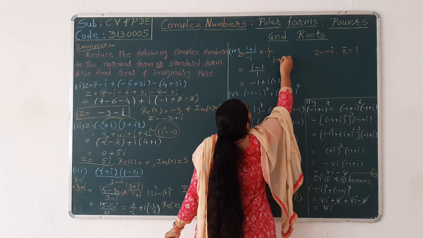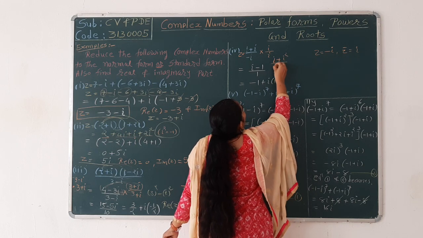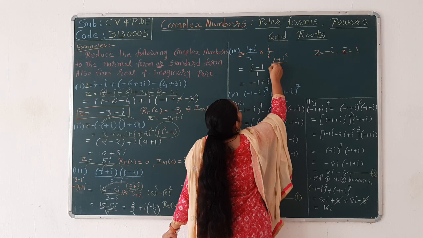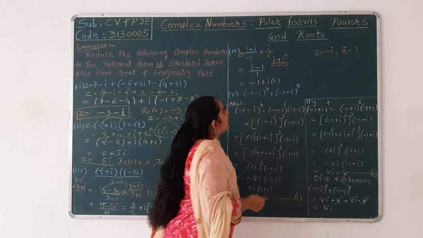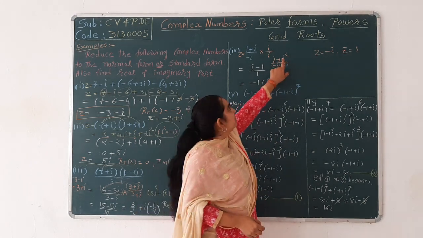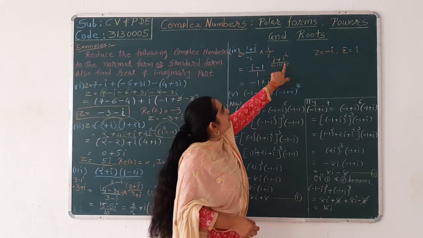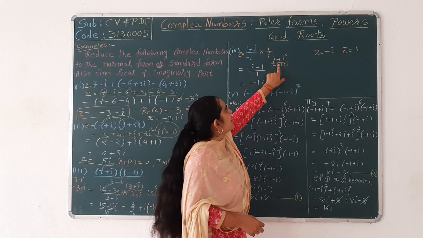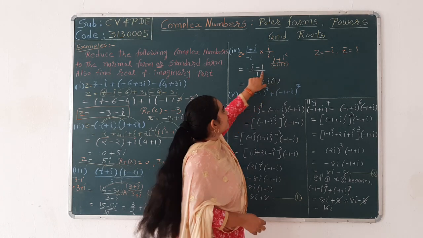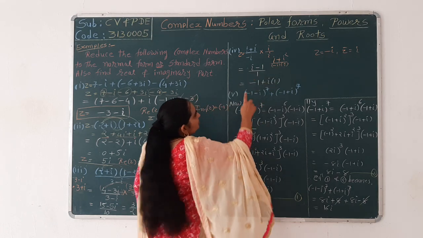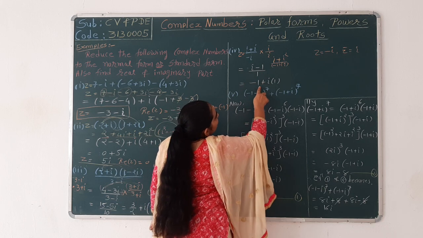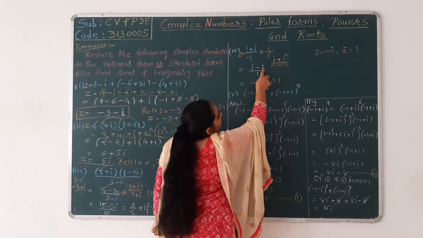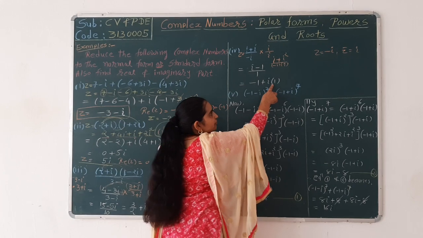I plus I square divided by minus I into I. Okay, I square is equal to minus 1. That means I minus 1. This is I square, and I square is equal to minus 1. This minus minus plus, that means 1. Therefore minus 1 plus I. This is minus 1 plus I into 1.